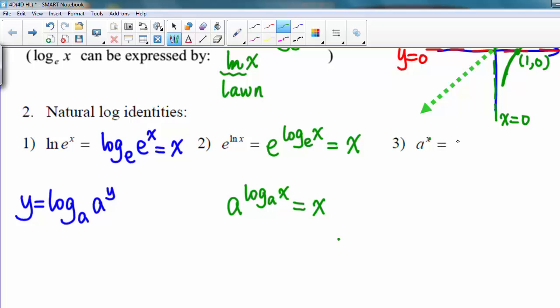And for a to the power of x, I can change the a to a power of e as well. So this is e to the power of x ln a, which is e to the power of ln a, to the power of x.